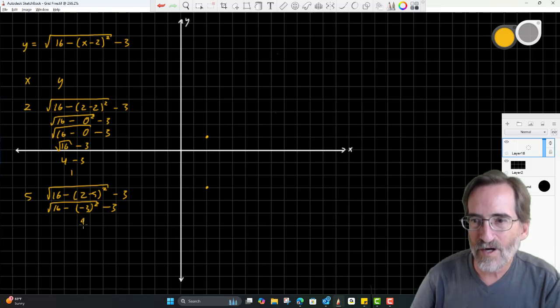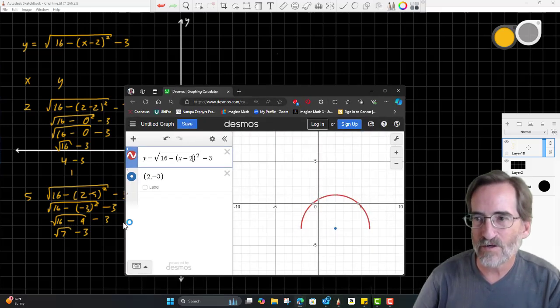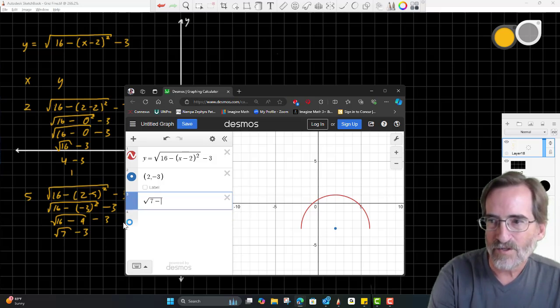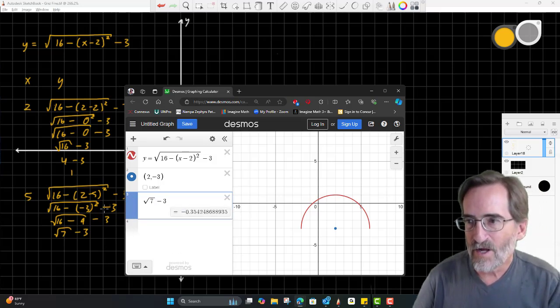-3 squared is 9. 16 minus 9 is 7. Square root of 7 minus 3, and for that we have to reach for a calculator. I'll go to Desmos here. Square root of 7 minus 3. I get negative 0.35.